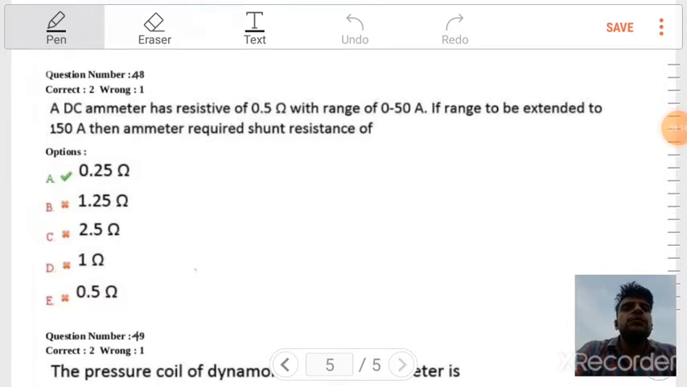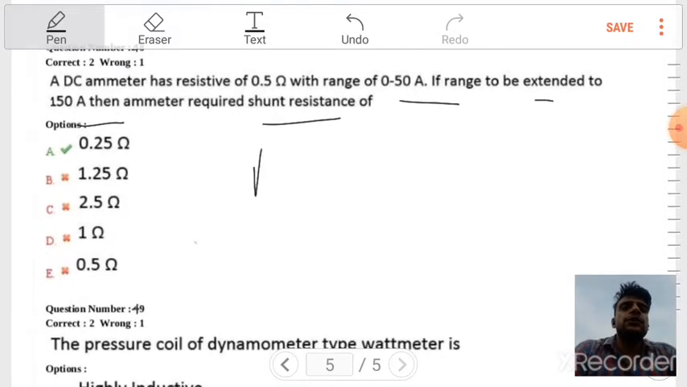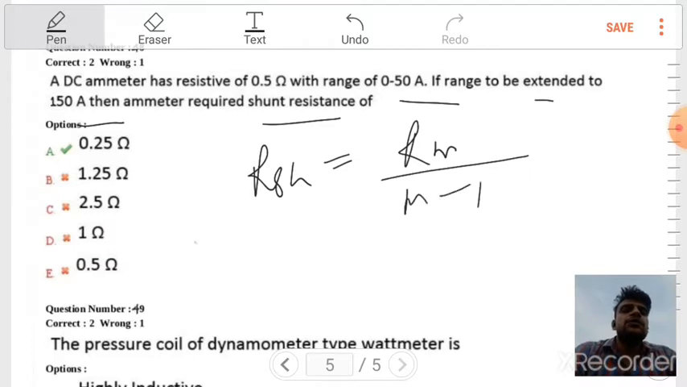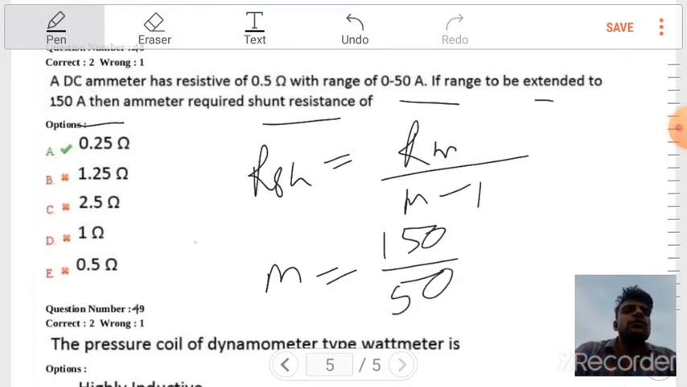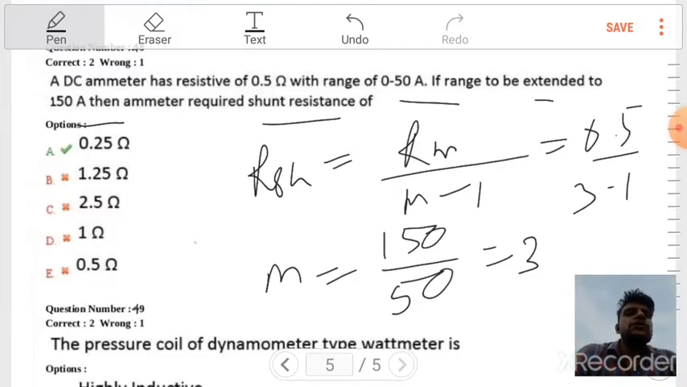Next problem, a DC ammeter has a resistance of 0.5 ohm with range of 50 ampere. If the range is extended to 150 ampere, then the ammeter requires shunt resistance of? So we know that RSH is equal to Rm by (M minus 1), where M is 150 ampere, extended to 150 and the range is 50, so it is equal to 3. So RSH is 0.5 divided by (3 minus 1), that is Rm divided by 2. So 0.5 divided by 2 is 0.25. Answer A is correct.